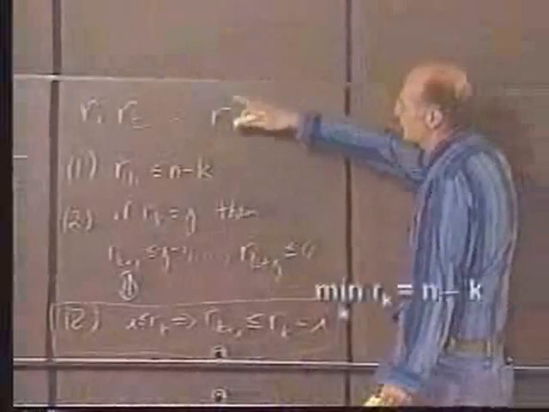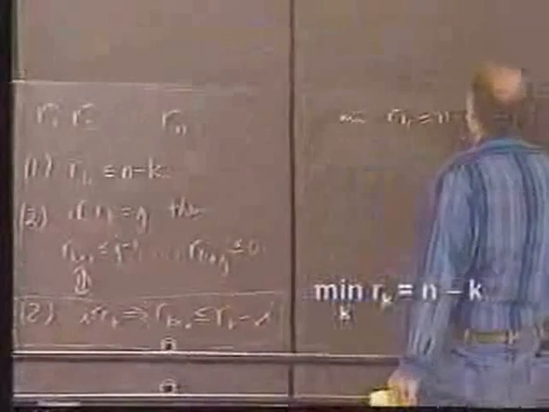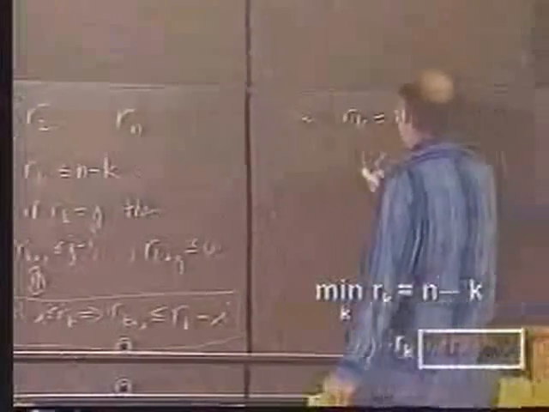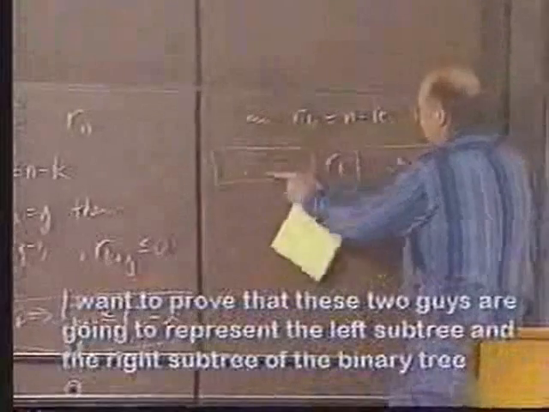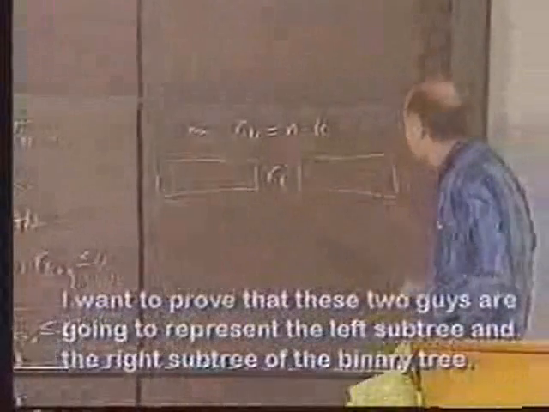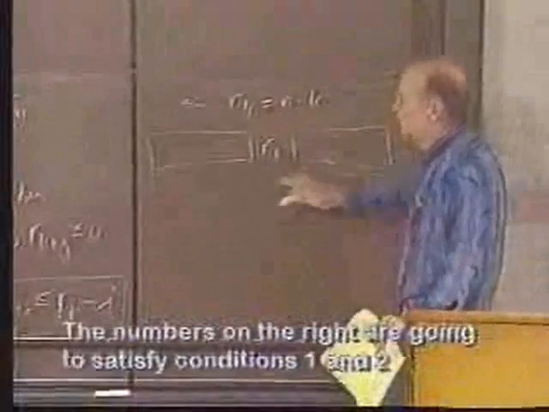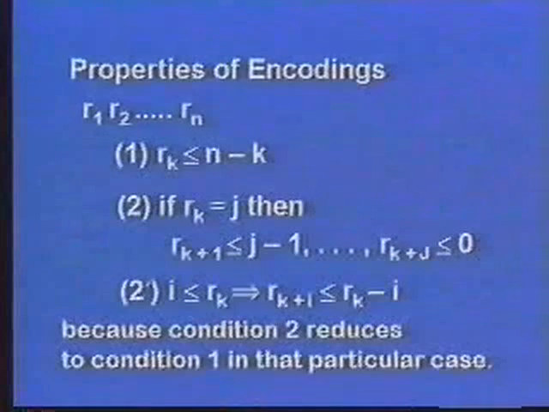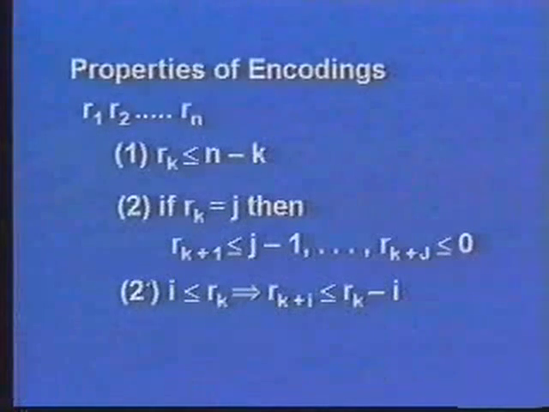In other words, take K to be the minimum for which RK equals N minus K, and then I have RK sitting here, and then I have numbers here, and I want to prove that these two parts are going to represent the left subtree and the right subtree of the binary tree. So the numbers on the right are going to satisfy conditions one and two, because condition two reduces to condition one in that particular case, and condition two still holds in the substring if it holds in a string.